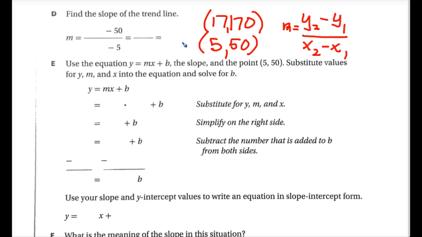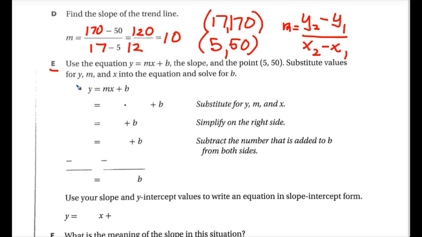I find how the y changes and how the x changes, or rise over run. So they already included the 5 and the 50. So I have my y's that I'm going to subtract. So it's 170 minus 50, and it's 17 minus 5. So I end up with a 120 over 12, and that simplifies to 10. So my slope is 10.